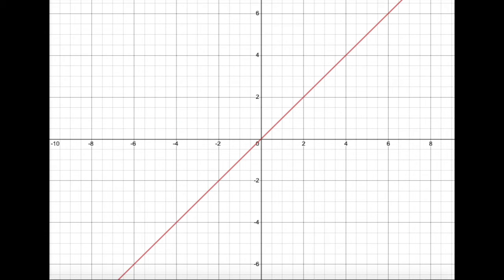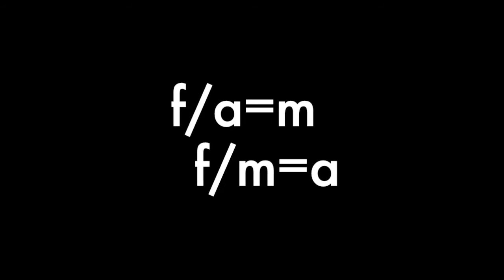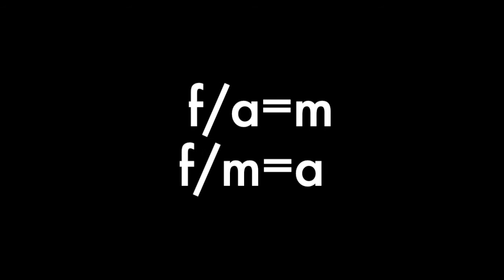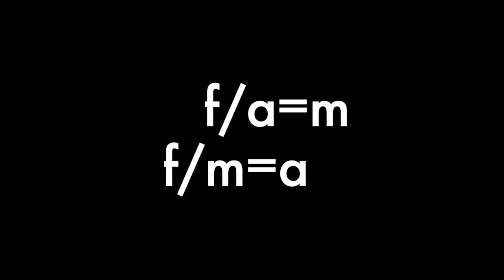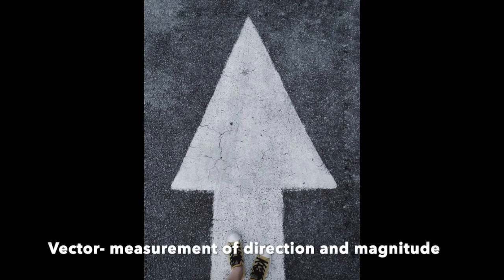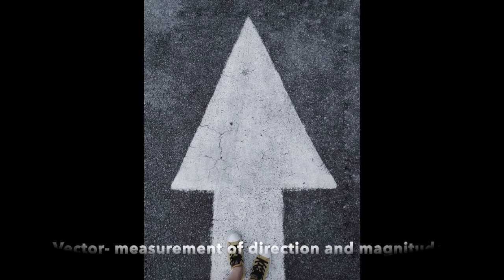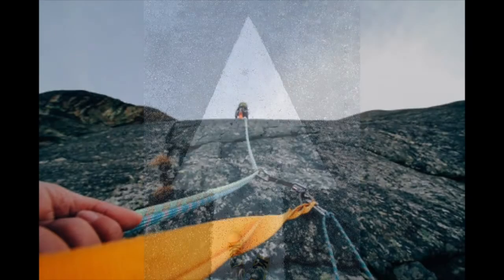This formula is an example of a constant of proportionality. You are able to manipulate it to find different outcomes, such as the force and the mass. A vector is a measurement that has direction and magnitude.